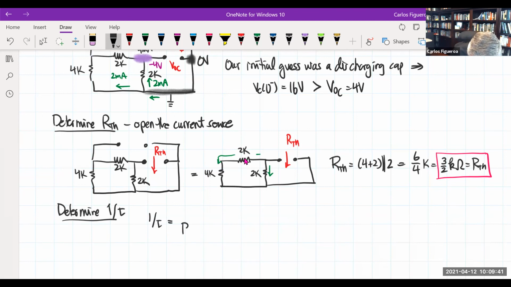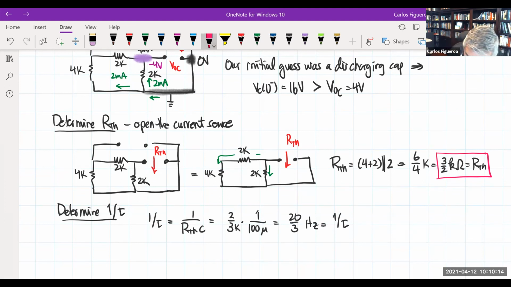So that means that's RTH times C. So then 1 over R is going to be 2/3 K. And then the cap here, which is 100 micro. And if you compute this, typically I'd start dealing with powers of 10 right away. What you'll find out here is that this is 20 over 3 hertz. So this is 1 over tau. And so now I have that value.